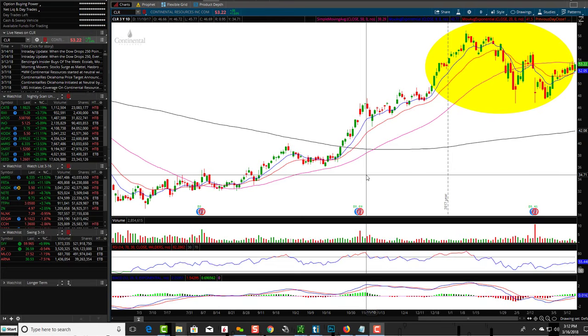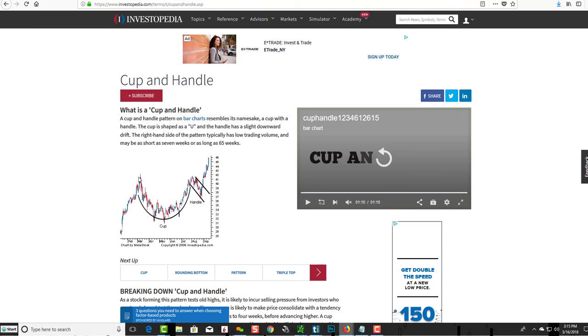Wanted to make this video on the inverted cup and handle candlestick pattern. A cup and handle is usually a bullish pattern where the handle comes down and then you get a breakout above the top of the cup. That doesn't always happen, of course. Many times cup and handles fail. The inverted cup and handle, or inverse, whatever you want to call it, is just the opposite. Flip it upside down, and it's more of a bearish pattern.